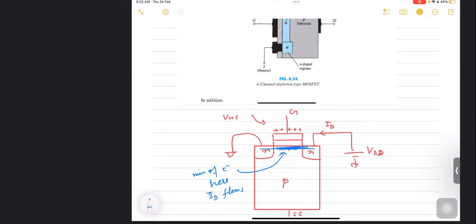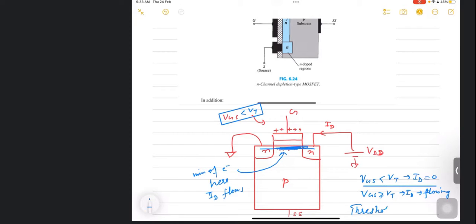कुछ तो चाहिए ना minimum. So the voltage potential, if VGS is less than that threshold voltage, ID is 0. So if VGS is greater than or equal to VT, ID starts flowing. Okay. So that is called threshold voltage.